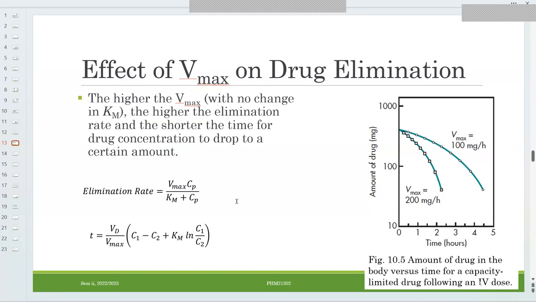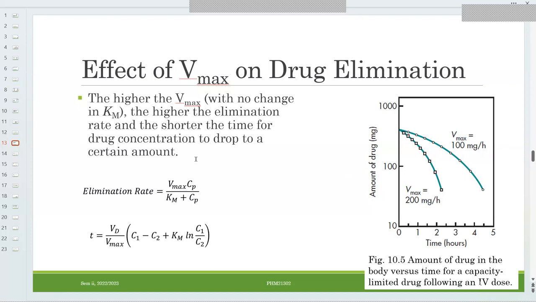So what's the effect of Vmax and Km on drug elimination? Here we will calculate the concentration versus time, and then concentration multiplied by Vd gives the amount of drug in the body versus time. If you give a dose by IV bolus, then it's going to decrease due to elimination. But how fast will be the decrease? It will depend on Vmax.